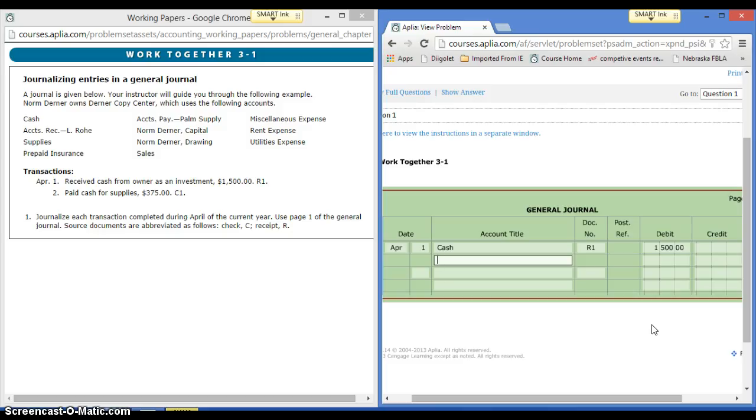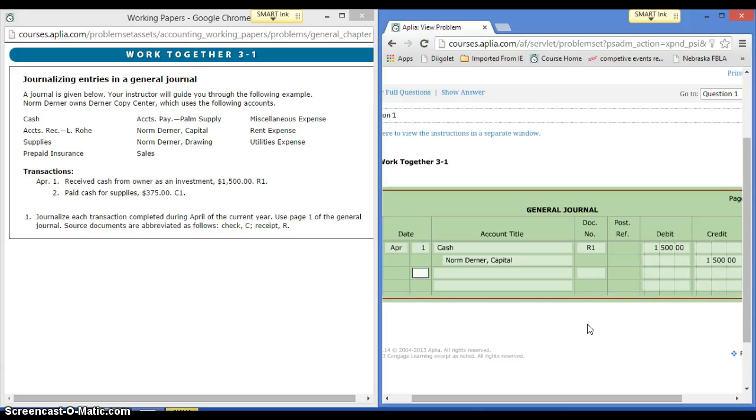So continuing with our credit part, we know that this is capital, so it is Norm Derner capital. We don't need a doc number because that's already up here on the first line, and we'll put in our credit amount of $1,500. Debits equal credits, you can easily see that.